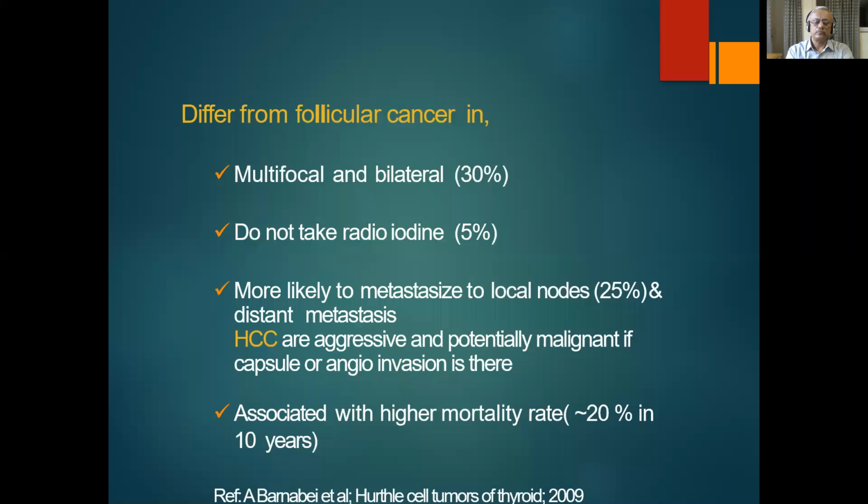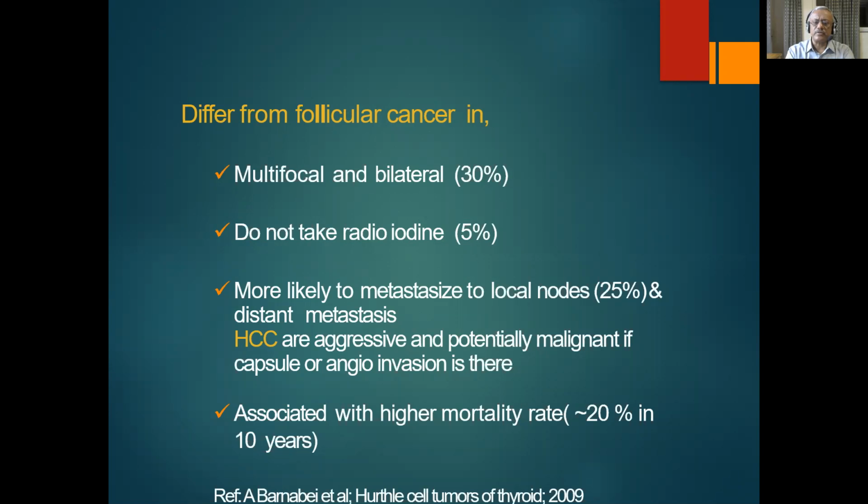5% of Hurthle cell carcinomas do not take up radioiodine, and they are most likely to metastasize to local nodes, around 25%. Hurthle cell carcinomas are aggressive and potentially malignant if capsular or angio invasion is there. They are associated with a higher mortality rate, around 20% in 10 years. So the thing to remember is, while follicular cancers are more commonly blood-borne than lymphatic spread, Hurthle cells do go to the lymph nodes as well.